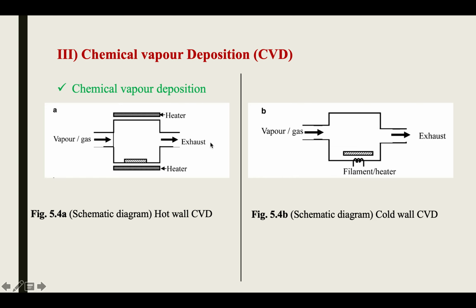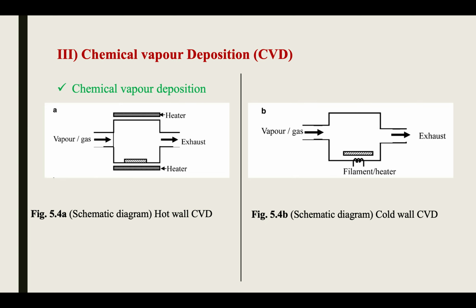In both cases, you will have a vapor inlet and an exhaust outlet. The only difference is that the outside of the wall will have some heater in hot wall, and in cold wall you will not have this kind of heater. Now we are going to see what exactly happens during the process.